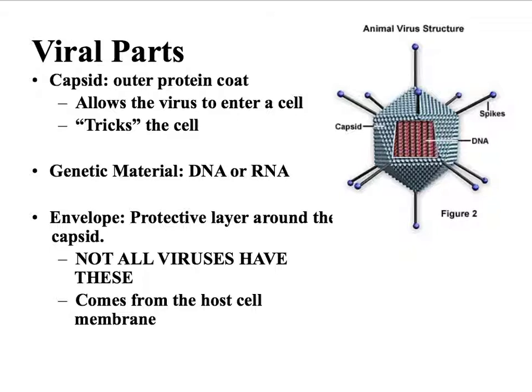As I said at the beginning, we're going to talk about the parts of the virus. The first part here is the capsid. The capsid is pictured right here. Capsid is the outer protein coat. This is what allows the virus to enter a cell. So the capsid is going to actually bond to the membrane of the cell that it's going to infect and kind of trick the cell into thinking that the virus is something that the cell needs.